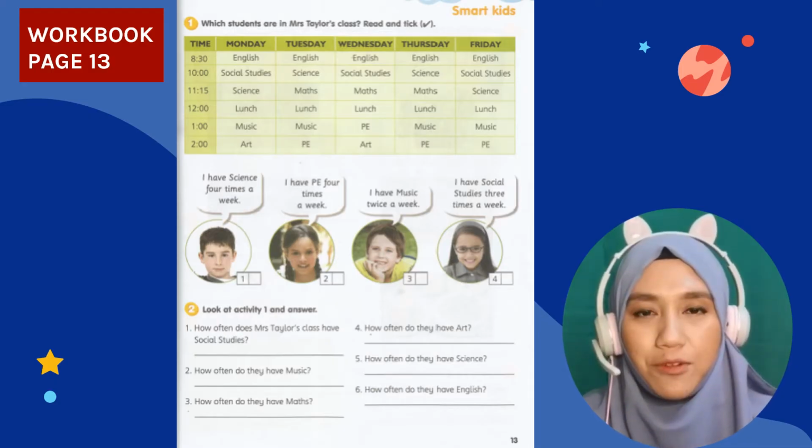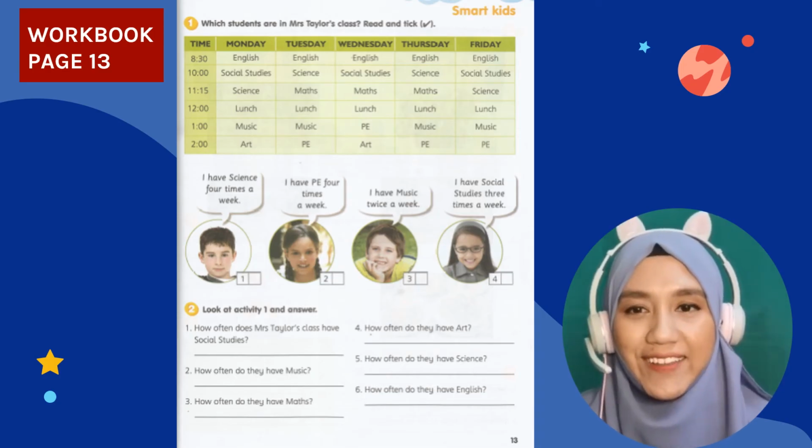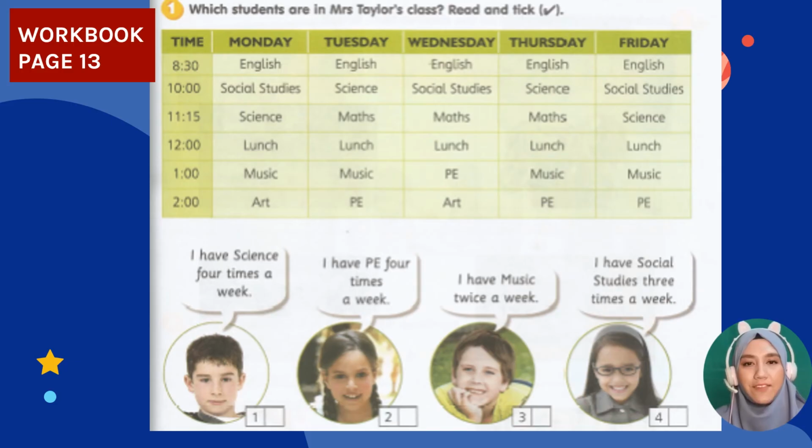Now we are going to move on to our workbook. Please open to page 13. Activity 1. Which students are in Mrs. Taylor's class? Read and tick right. How to do this activity? First, you have to read the statements here and then you check the timetable. Okay, like number 1. I have science 4 times a week. Okay, he has science period 4 times a week.